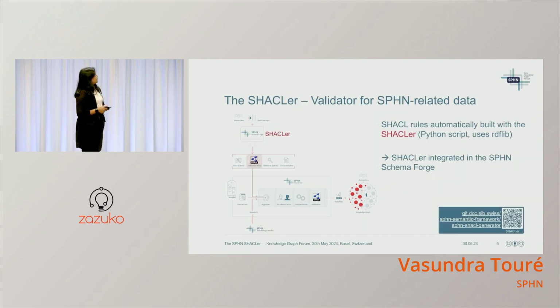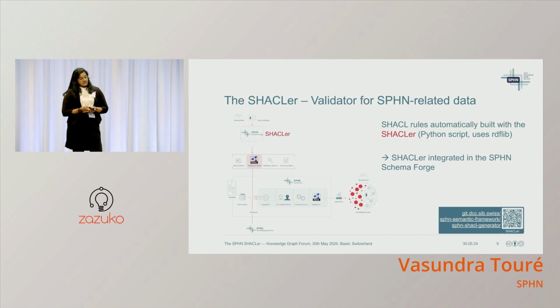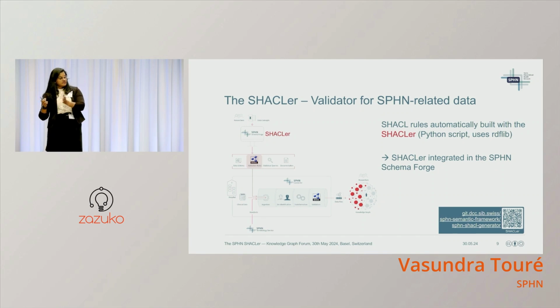So now to the core of the presentation today, I would like to present the SHACLer. So this is a Python-based script which builds SHACL rules automatically from the SPHN or project RDF schema. This is actually integrated in the Schema Forge. So if you remember, the Schema Forge was taking in the Excel, the semantics, building an RDF schema, and from this RDF schema, actually the SHACLer comes into play to generate the SHACL rules.